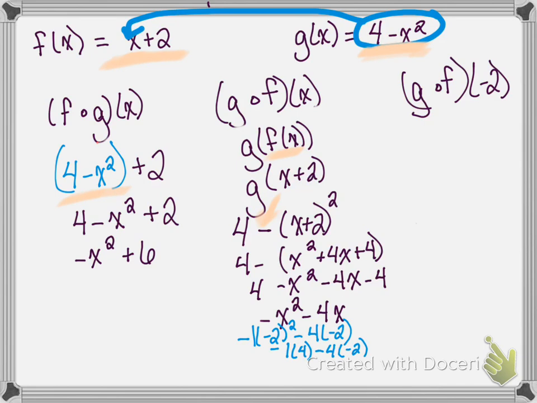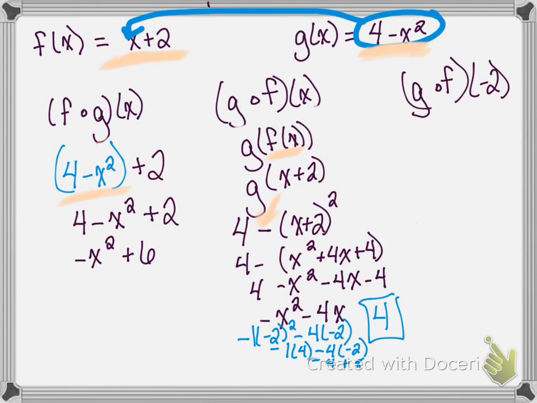What's negative 1 times positive 4? Negative 4. Negative 4 times negative 2 is plus 8. What's negative 4 plus 8? 4.